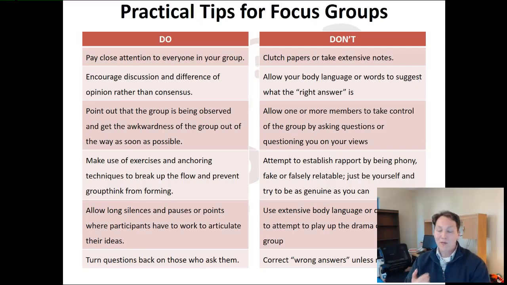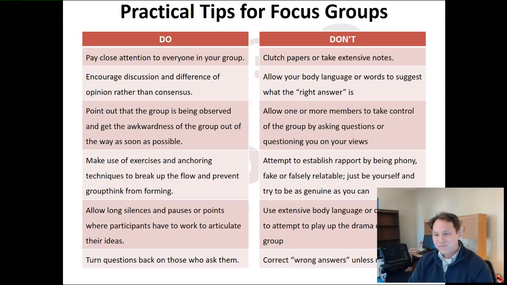So the first thing that I would encourage you to do more than anything is to pay very close attention to everyone in the group. Look at them. Give them your full attention. Smile when they smile. Laugh when they laugh. Make sure that they understand that you're paying attention to them. Treat them as you would treat them if you were doing an interview with them. And have a laser-like focus on who they are and what it is they're saying.